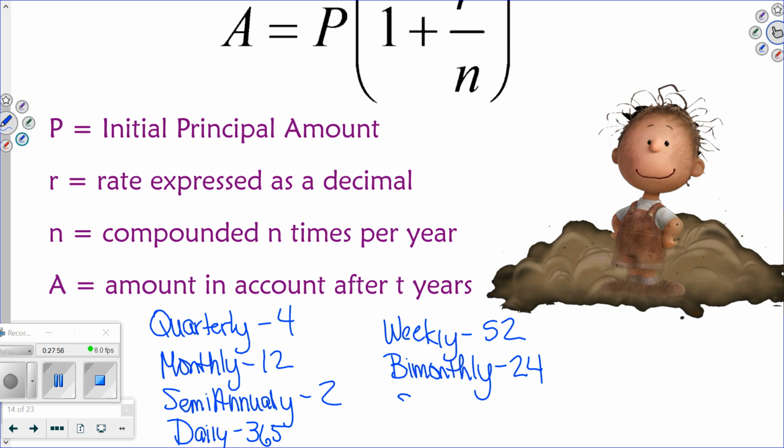What if it's semi-monthly? Oh. That's going to be 6 then. Not 6. Wait, 24? Nope.